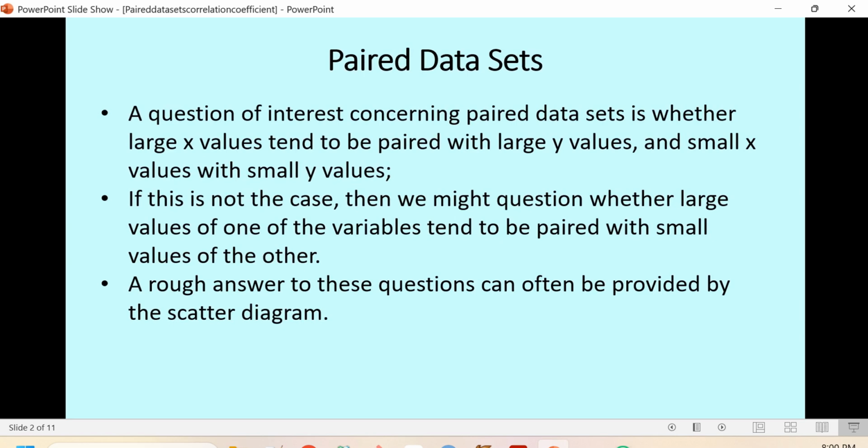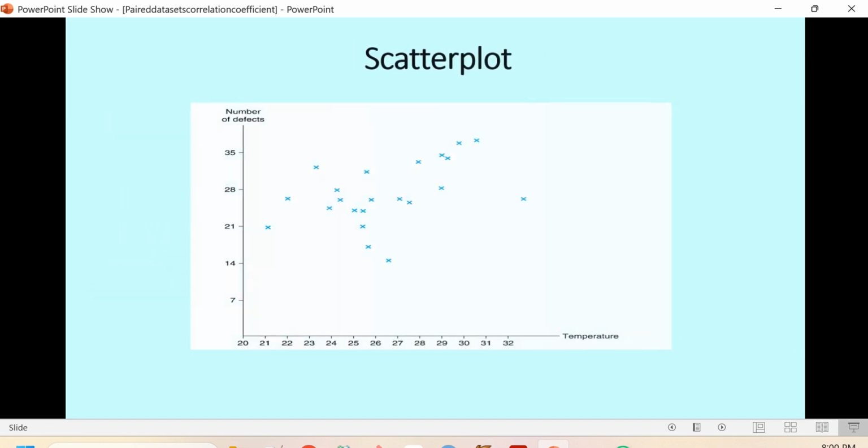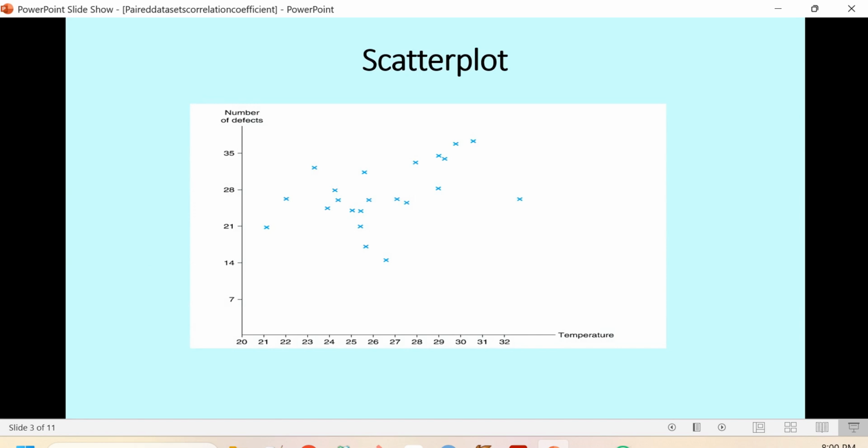When we have paired data sets, for example x and y, each observation contains an xi and a yi value. We may be interested in the linear relationship between x and y. If x is a very large value, does it also come with a very large value of y? Or if x is very small, is the paired y value also very small? This kind of information may be shown roughly by a scatter plot.